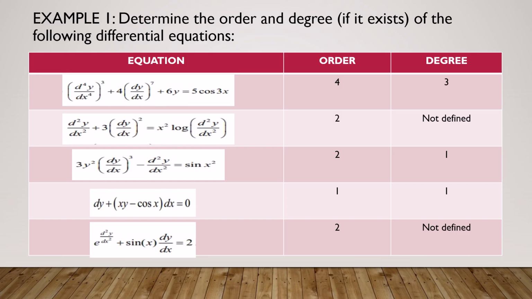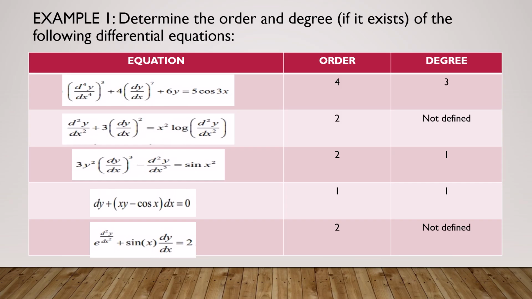Correct? Then next one, you have dy plus xy minus cos x dx equal to 0. Now what you can do is try to convert in dy by dx form. So your dy by dx, if you convert it in that form, you will be getting the equation, and dy by dx is first order, so order is 1, and the power of it will also be 1, so the degree is 1.